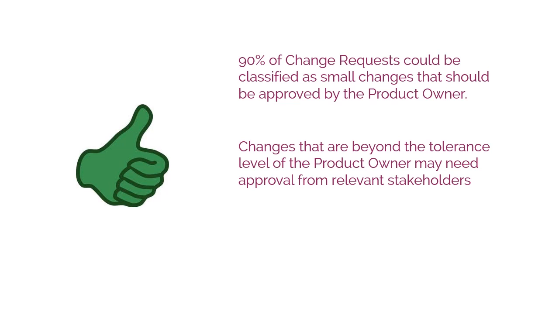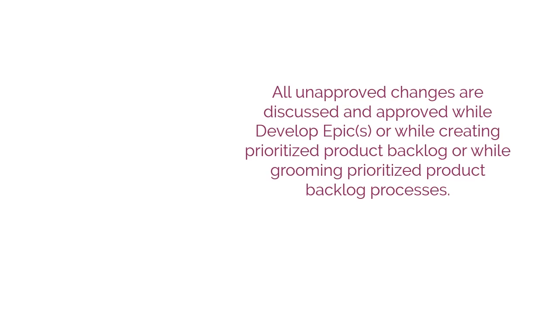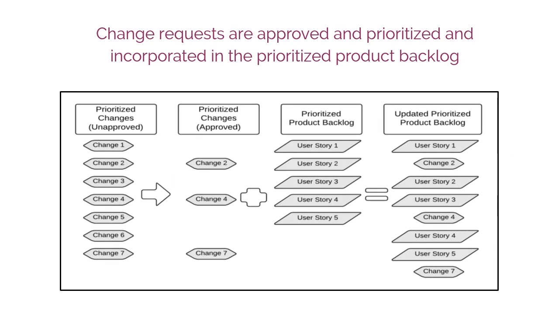Changes that are beyond the tolerance level of the product owner may need approval from relevant stakeholders working with the product owner. At times, if a requested change could have a substantial impact on the project or organization, approval from senior management, for example, executive sponsor, portfolio product owner, program product owner, or chief product owner, may be required. All unapproved changes are discussed and approved while developing epics, or while creating or grooming the prioritized product backlog. Once the change requests are approved, they are prioritized and incorporated in the prioritized product backlog with other product requirements and their user stories.